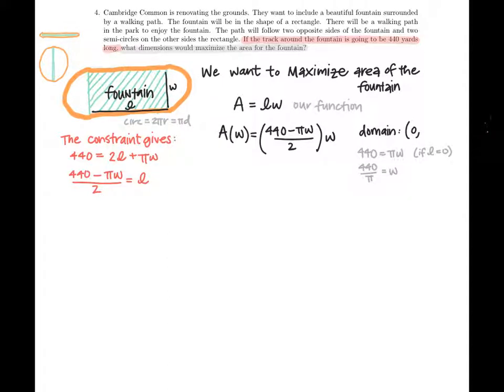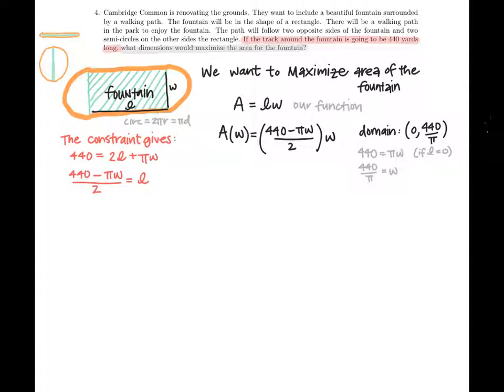And so I found that the absolute most, if we were just spending the path on the semicircular sides and L is very close to 0, that W would be approaching 440 over pi. Again, not achieved on that endpoint. So we've created our function in one variable and the domain. And now we move on to stage 2.